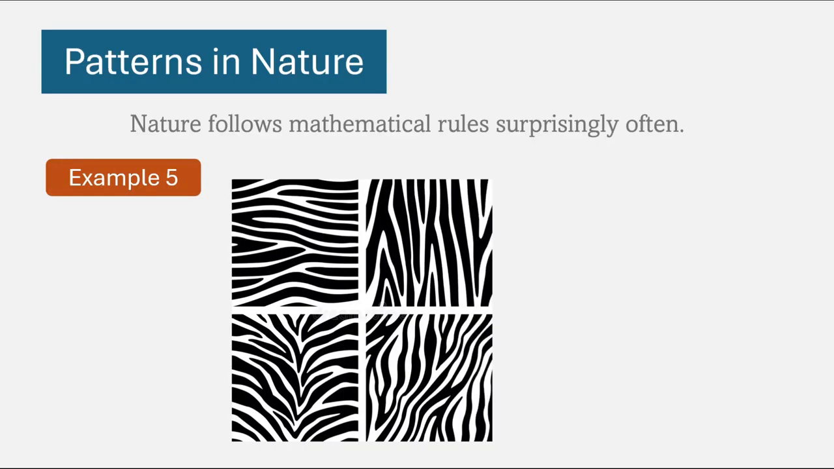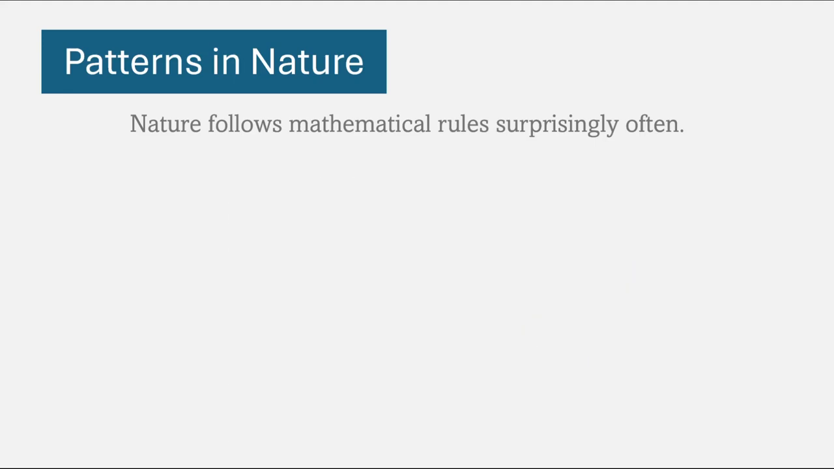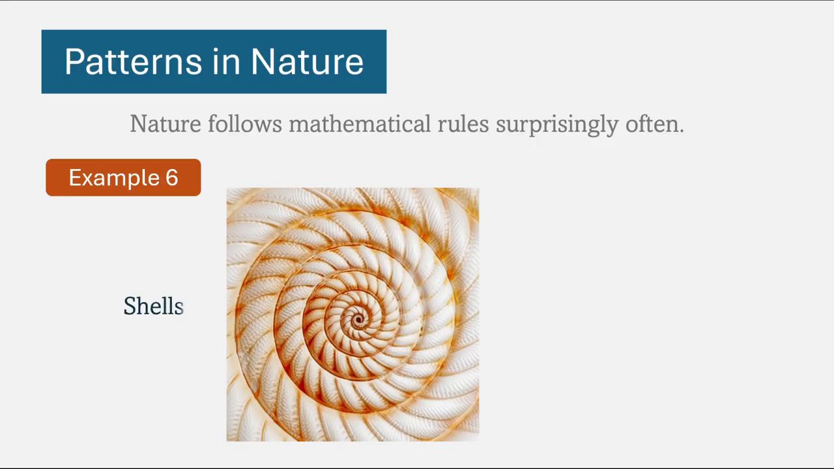Example number 5. You know what is this? Okay, these are zebra stripes. Now, patterns differ for every zebra, much like fingerprints. So, contrary to what we expect, zebras have similar patterns. No, they really do not have. So, they have unique patterns. It's like fingerprints, just like us. Example number 6 is this one. So, we have shells. Some shells resemble logarithmic spirals. So, if you can see the spirals, okay, so this one is really amazing. So those are some examples of patterns that we can see in nature.